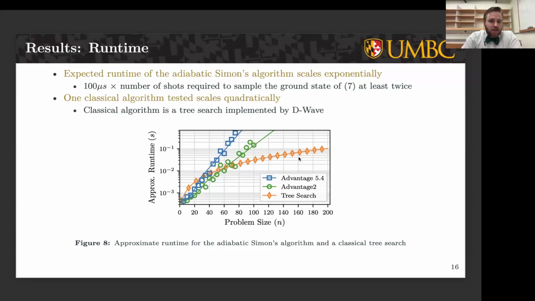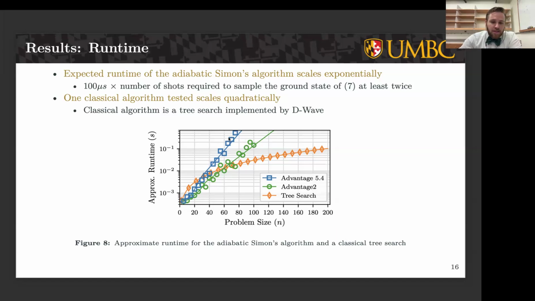I want to show this figure as well, which is the runtime. In this figure, I'm going to fix the number of successful samples at 2, and look at how many expected shots I must evaluate for each problem size to find 2 successes. Again, our annealing time is fixed at 100 microseconds, so the runtime is entirely a function of the number of shots required. And again, we have an exponential increase in runtime as a function of problem size.